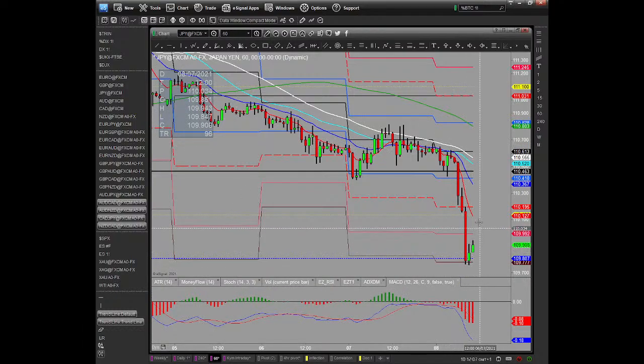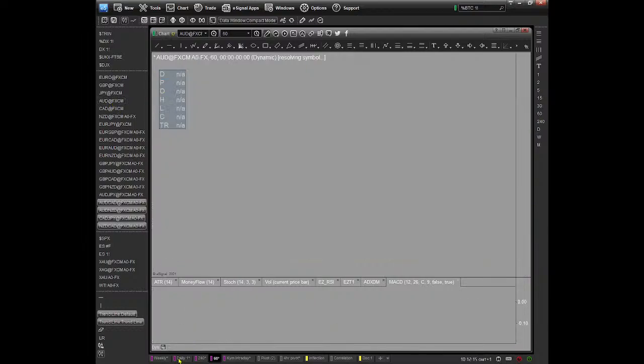It could be catching a bit more of a bounce. That's what you might do if it does bounce from there. There may be opportunities. Aussie dollar.